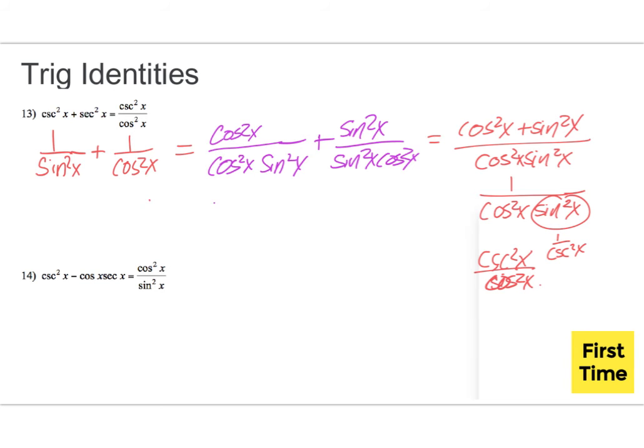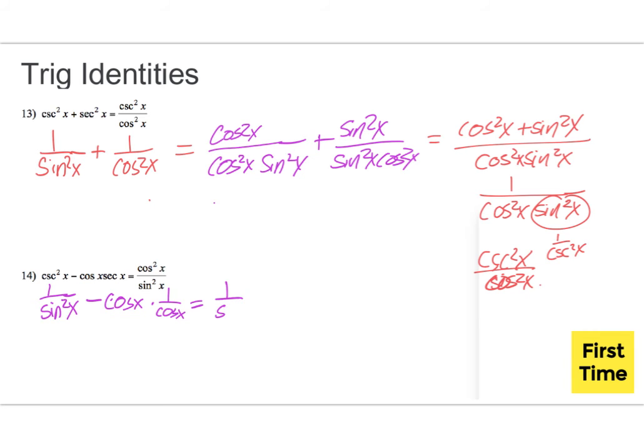For the other one of these, we've got cosecant squared minus cosine times secant is equal to cosine squared over sine squared. Okay, let's see what's going on there. All right, cosecant squared, that's 1 over sine squared. Already looking pretty good to me, because that gets me something in the denominator. Then we've got cosine and secant, those are reciprocals. So I could write this as cosine x times 1 over cosine x, which is just 1.